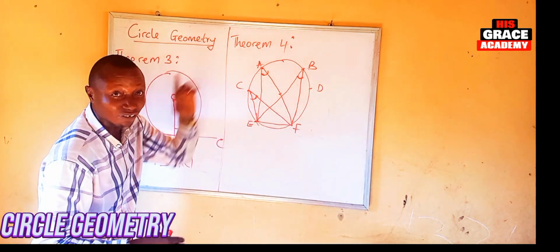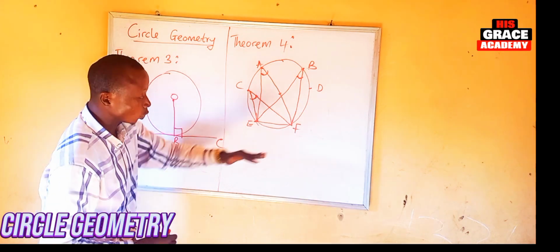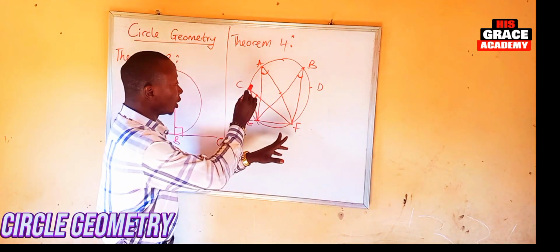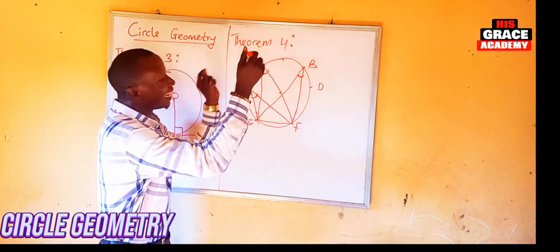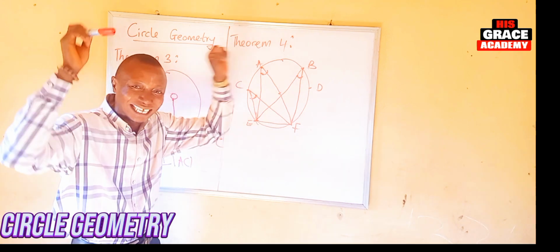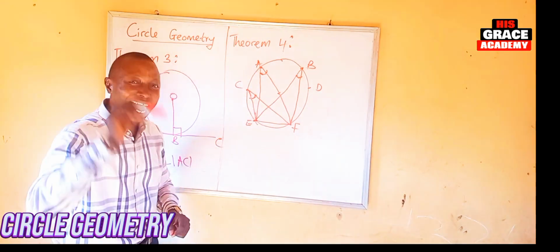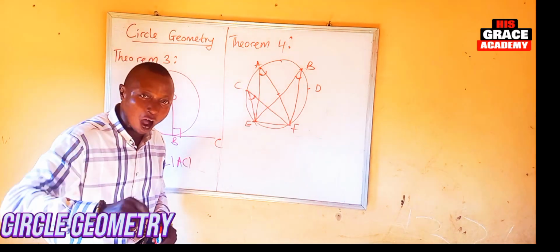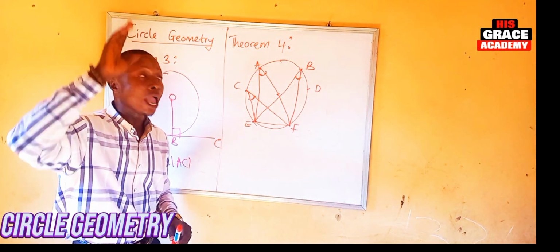Remember, the chord divides the circle into two segments. So this is one segment, the major, this other segment, the minor. So these angles are inside the same segment. They are inside the same segment. And the angles in the same segment of a circle are equal.